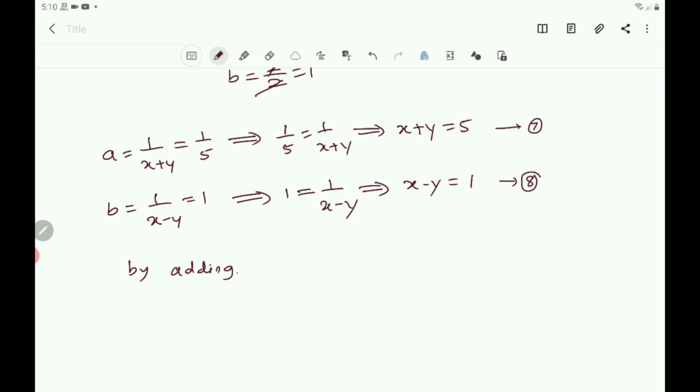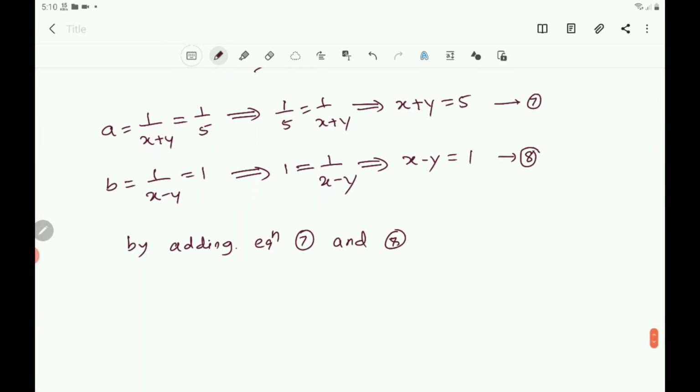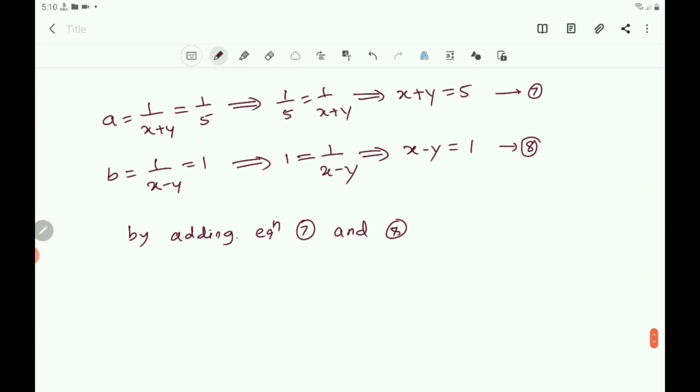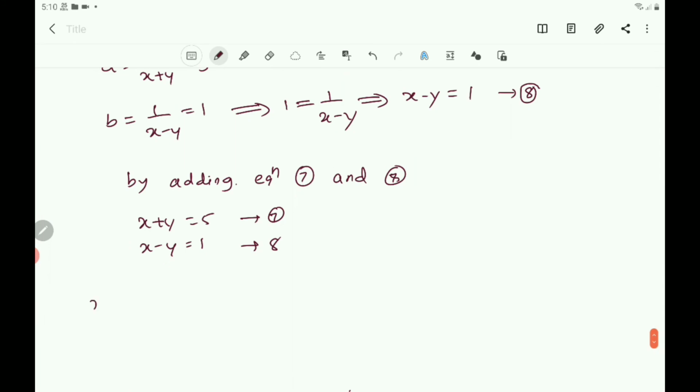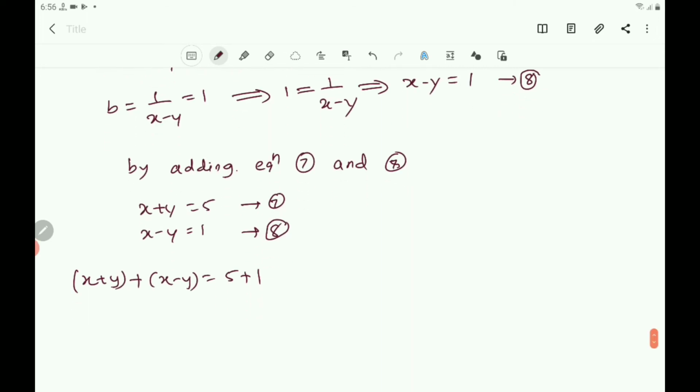So you add here by adding equation 7 and equation 8. Equation 7 is x plus y equals 5, and equation 8 is x minus y equals 1. Then you write x plus y plus x minus y equals 5 plus 1.